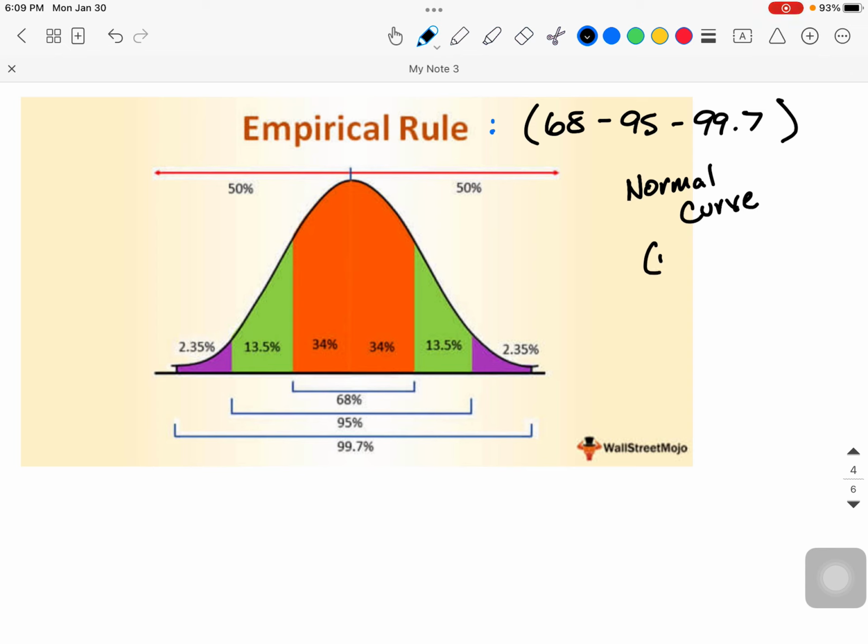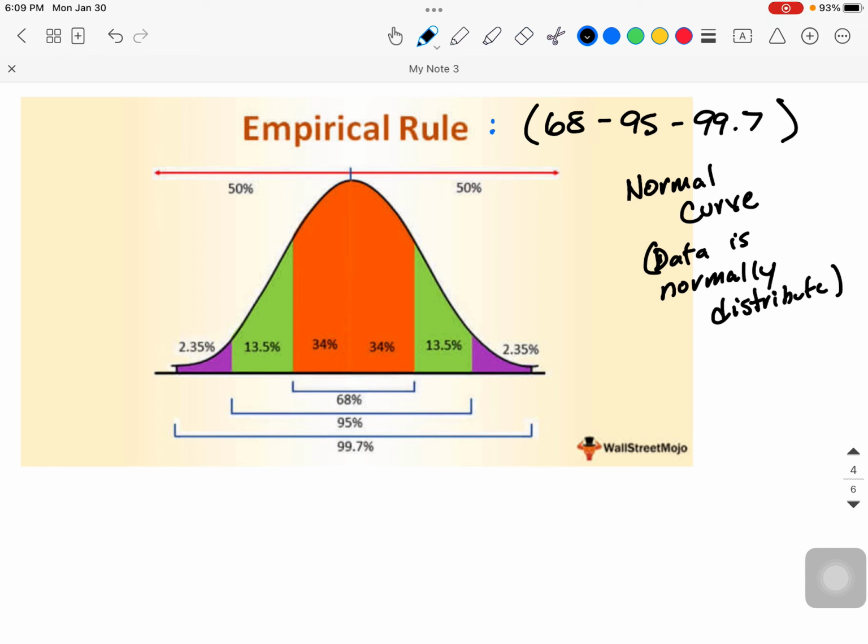Or the prompt says that the data is normally distributed. It means that the data is playing by a certain kind of set of characteristics, and one of those meaning that the empirical rule could apply.